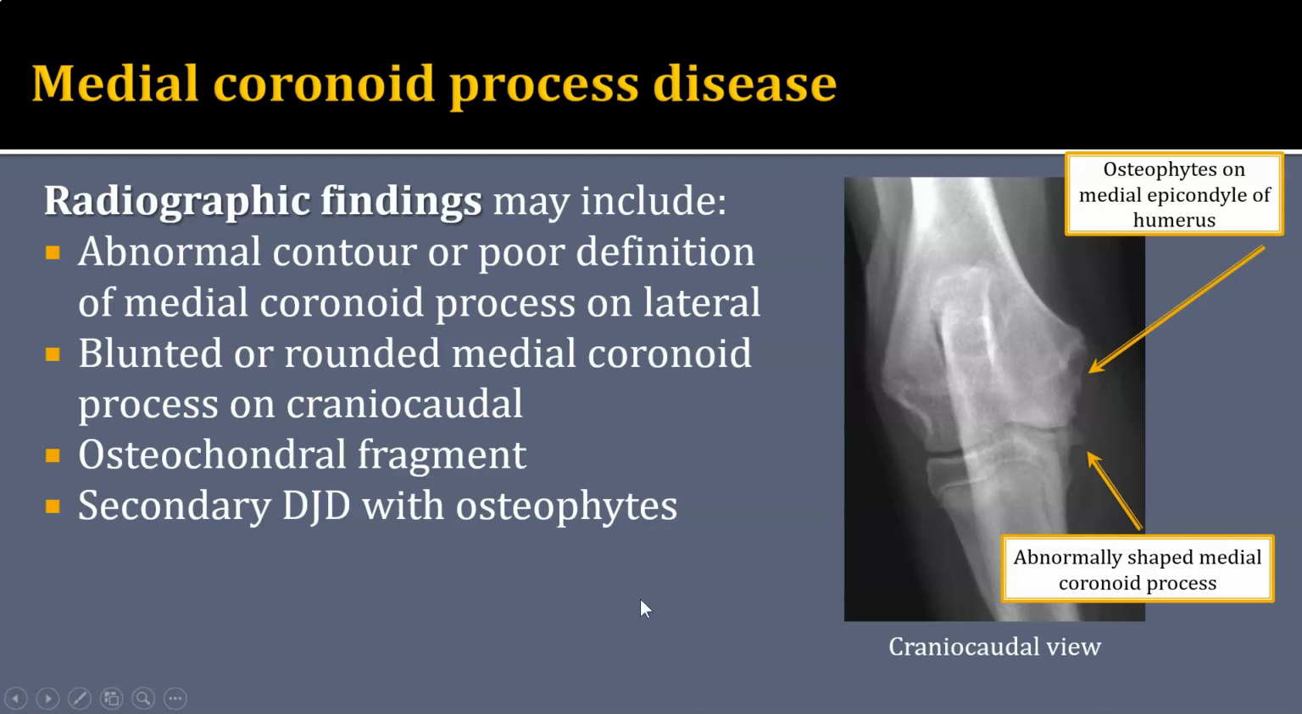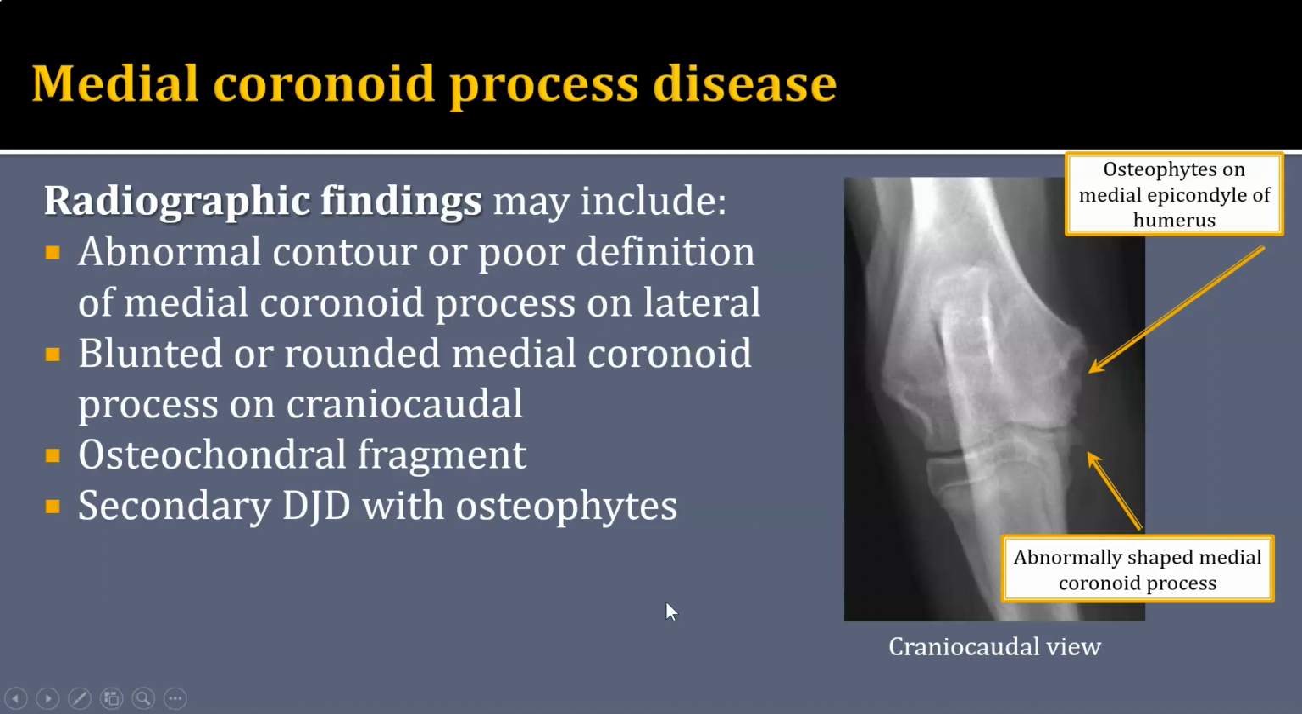Now, an osteochondral fragment associated with the medial coronoid process disease is possibly identified, but that is fairly rare. And that is because sometimes it is still cartilage, or it is really partially attached to the ulna, so we don't see it as a separate fragment.